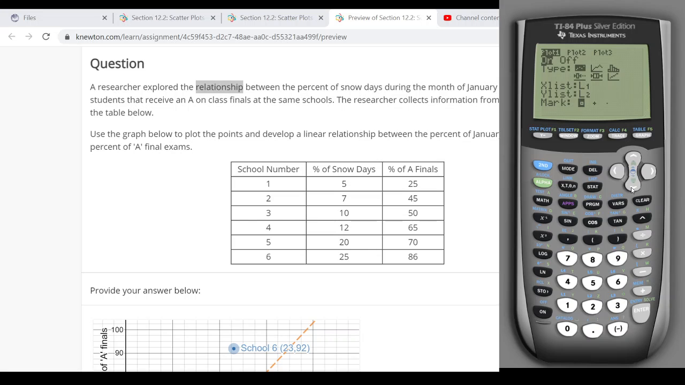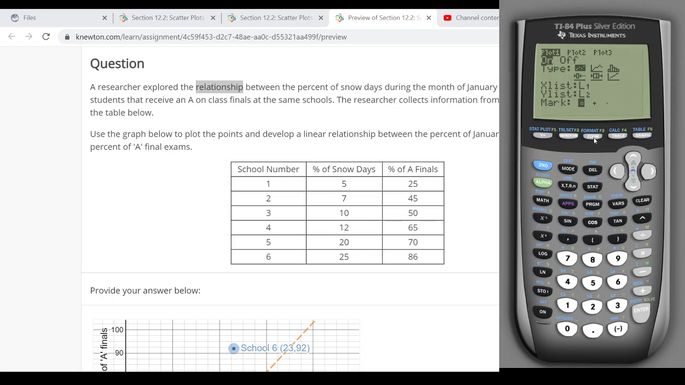Put in whatever list you need to. And then what was your Y list? That was L2. And again, if you want to enter different lists, they're above the number buttons here. Just hit second and 3 if you want L3, or second, then 4 if you want L4. And then this mark thing, this is unimportant. It's just how do you want the points to look? Do you want them to be little boxes or little plus signs or little dots? I'll just keep little boxes.